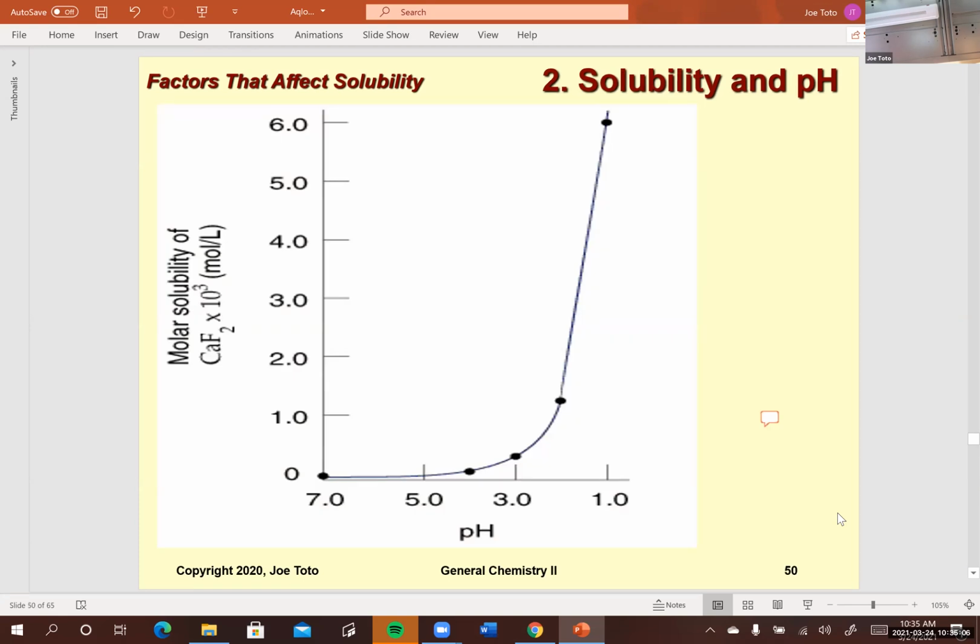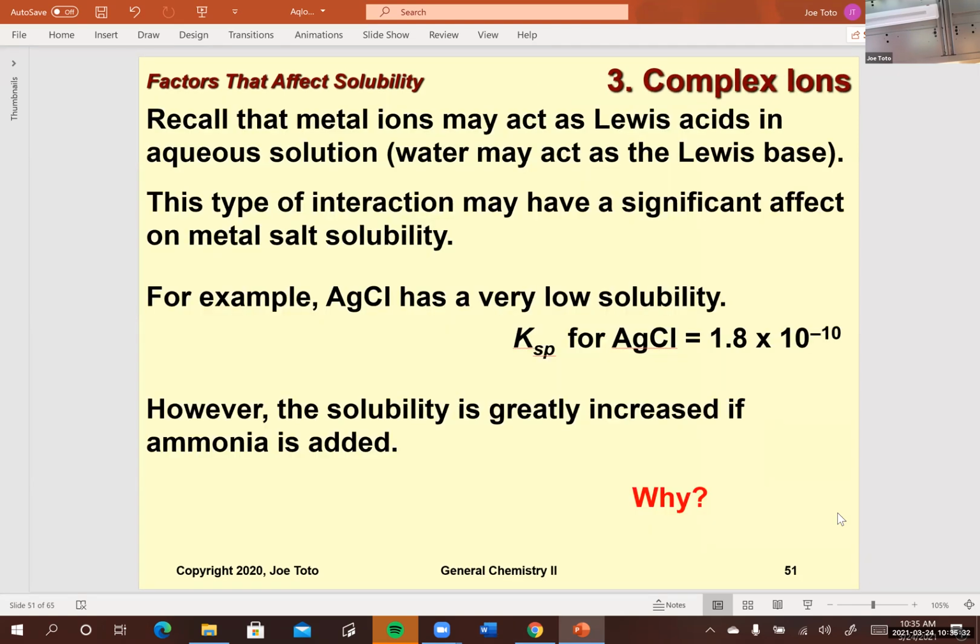So this shows you how the solubility of some insoluble salt that is in equilibrium with its ions changes when one of the ions is an acid or a base. In this case, it's a base. So as the pH goes down, you're adding more acid and the solubility blows up, just like you said it would. All right, that leaves us the last one, which is the complexing agents.